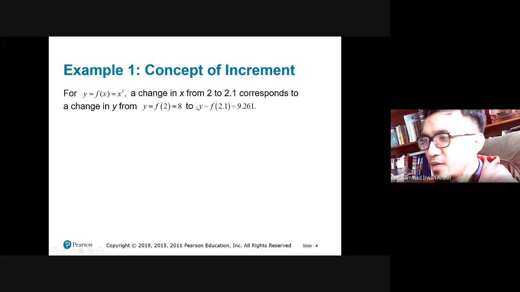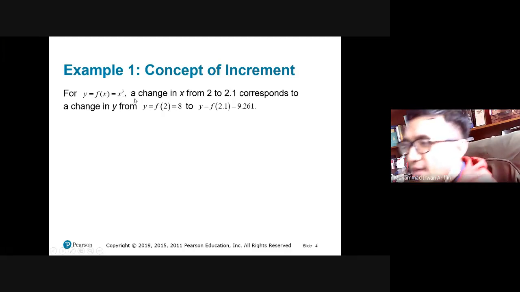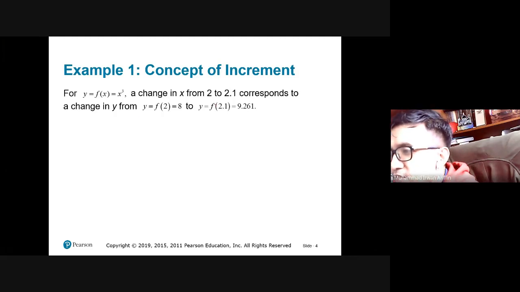Example 1. We're going to start with this simple example. Let's say we have this function that explains the relationship between input x and output f of x, y. So f of x equals x to the power of 3. And let's say we want to focus our attention on the change in x. So remember, what is our x? x is basically our input. It can be number of workers or hours of studying.